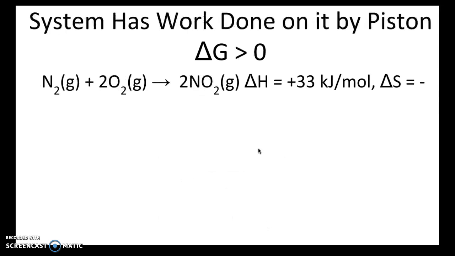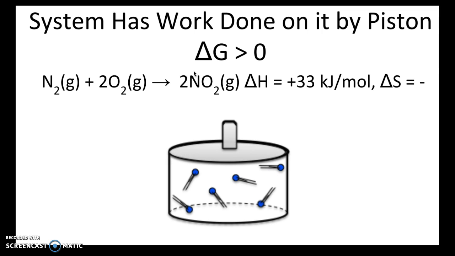In the case where the system has work done on it by the surroundings, this will be the reverse reaction. Let's say we had the reverse reaction happen. Since it's a reverse, delta H is going to be the same value but opposite sign. So it's going to be positive 33. So this is an endothermic reaction. And the delta S is going to be negative. Again, we can predict that because we're going from 3 moles of gas to 2 moles. So we're decreasing the disorder. So delta S is negative.